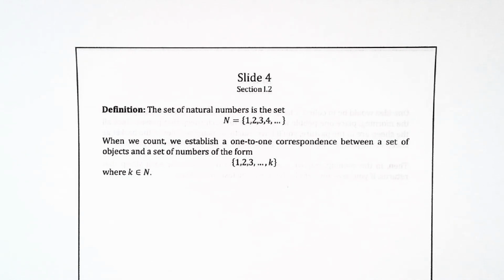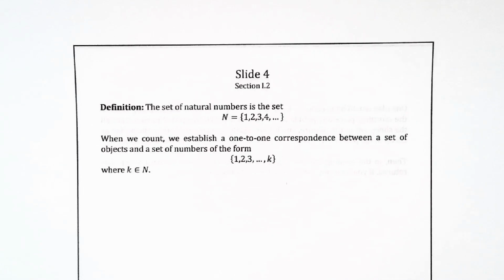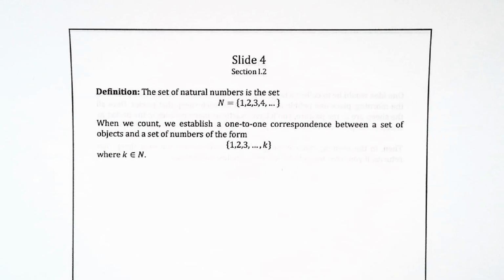Now, when we count a group of objects, what we're doing is we're establishing a one-to-one correspondence between a set of objects and the set of numbers of the form 1 through k, where k is a natural number. So imagine you have a bunch of students on a field trip, and you're trying to make sure you've got them all on the bus, and you count them to make sure of that.